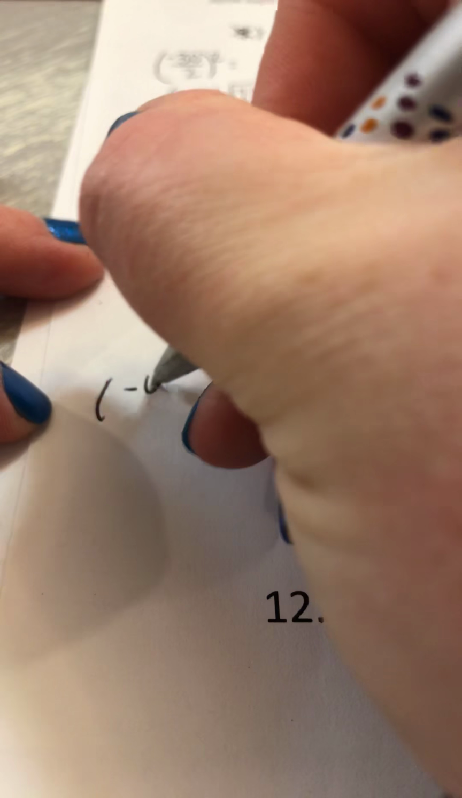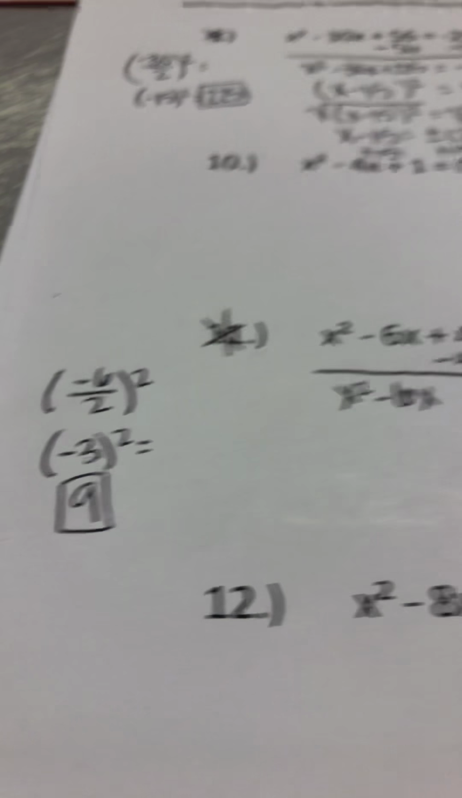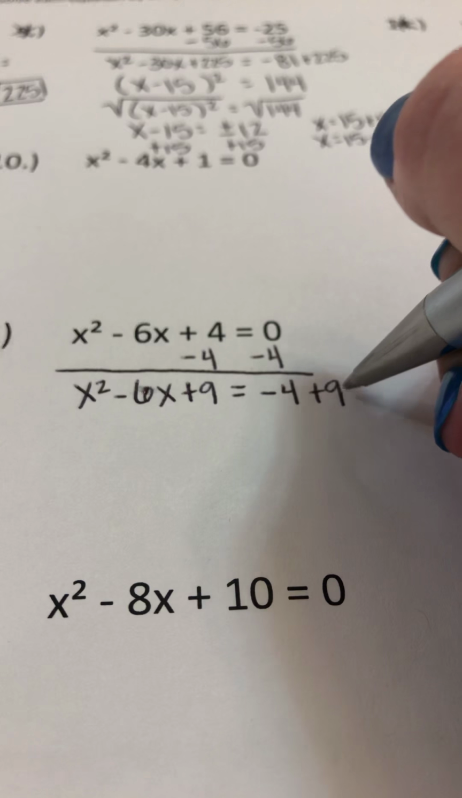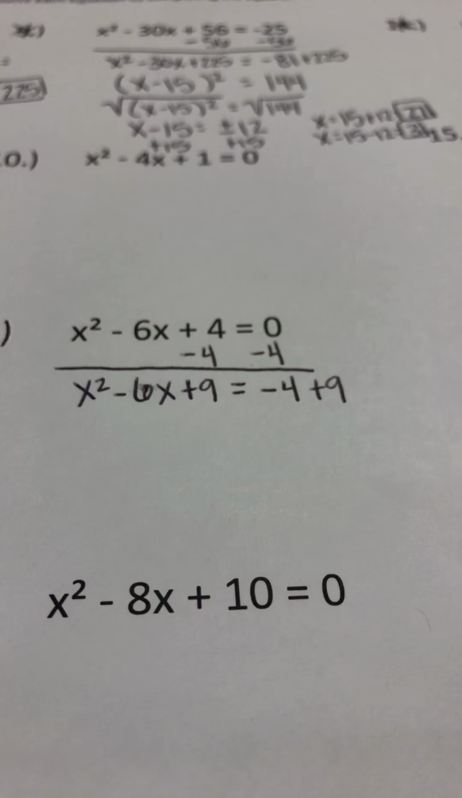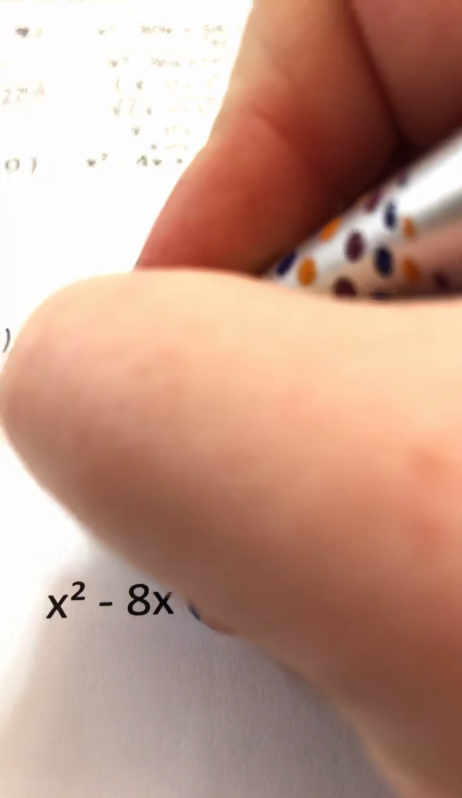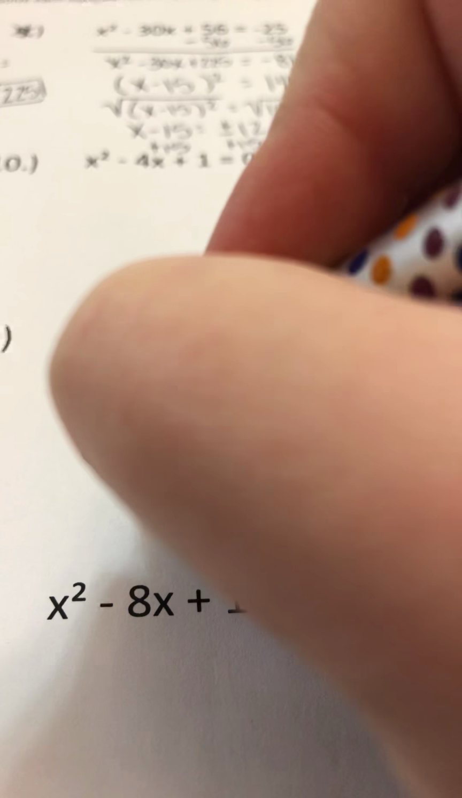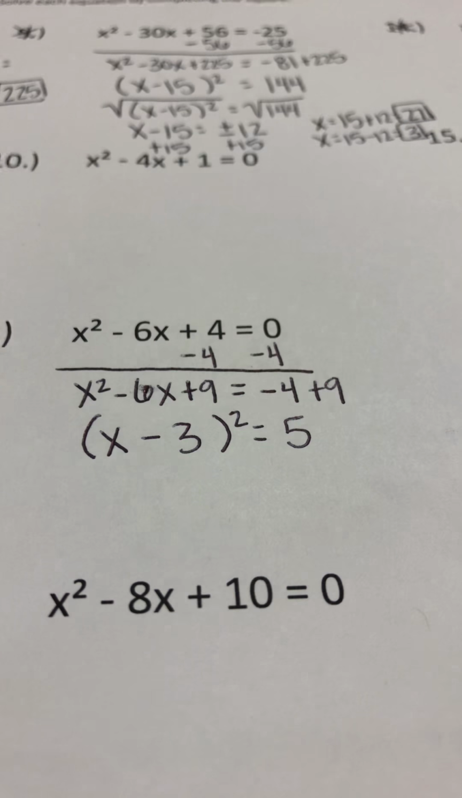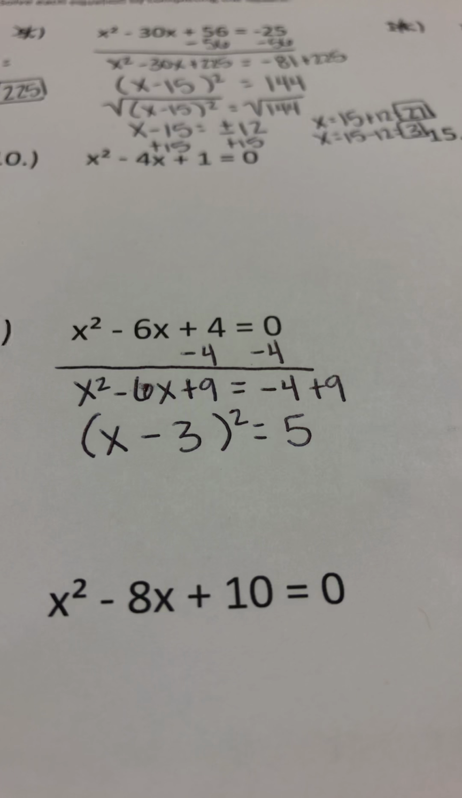And then come over here, negative 6 divided by 2 squared, that would be negative 3 squared, which would end up being 9. So I'm going to add 9 to both sides. Don't forget to do it to the right side. You've got to do it to the left and the right. So x squared minus 6x plus 9. The perfect square of that would be x minus 3 squared equals 5. I'm writing big again. So I'm going to run out of room, but I'll do the best I can.